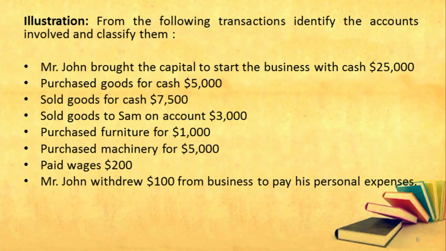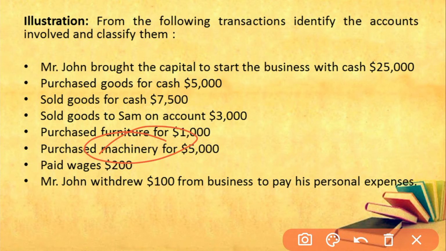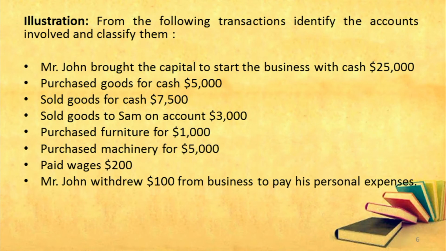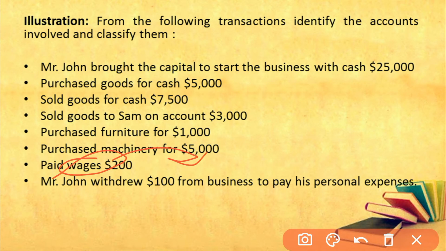Okay, so next, purchase machinery for $5,000. So machinery is what? Machinery is our real asset, real account, because it's a fixed asset, and cash is again your current asset, and hence it's a real account. Let's move further. Next is your paid wages. So what are the two accounts involved? Wages and cash, because nothing is given, so we assume it is being paid in cash.